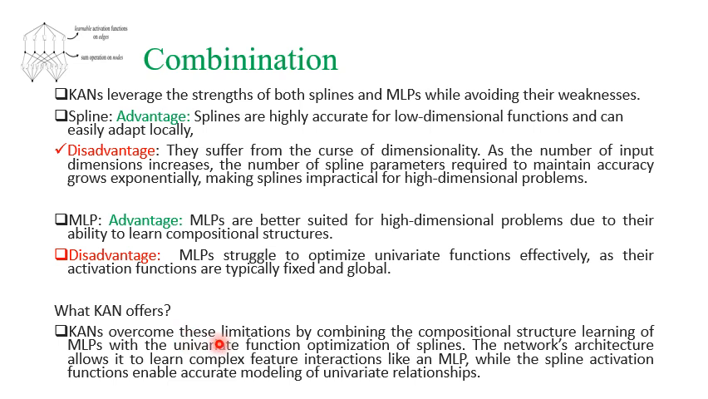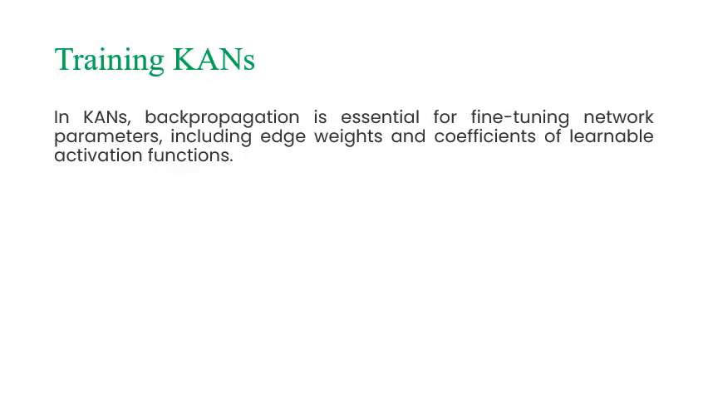KAN overcomes this limitation by combining the compositional structure learning of MLP, as you can see here, with the univariate function optimization of the spline. Okay, as you can see here, this is the idea of the KAN. For training KAN, we use the backpropagation algorithm, same as multi-layer perceptron, and there is no difference here.